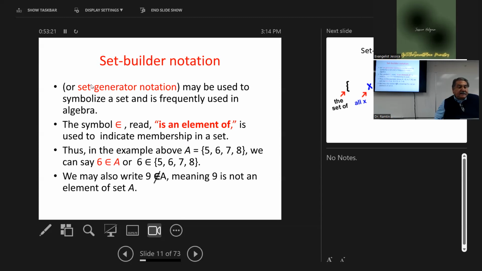For example, if I have a set A whose members are 5, 6, 7, and 8, then I can write 6 and put that E sign. So 6 is a member of A. Put the braces 5, 6, 7, and 8, because 6 is right there. But if you choose number 9, no, 9 is not a member. So you have the E with a dash going over it.